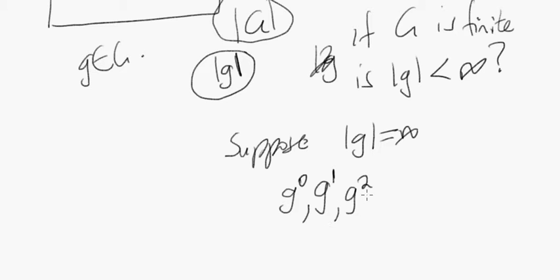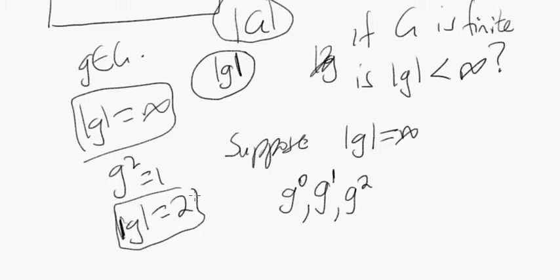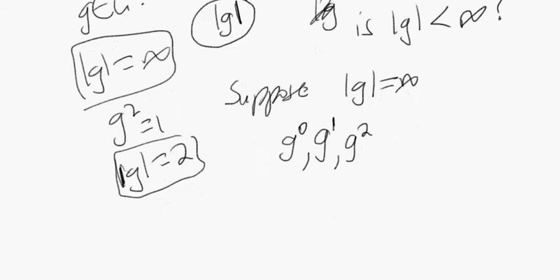How about g squared? Is it possible for g squared to give us 1 if the order of g is infinite? Wouldn't saying that g to the power of 2 equals 1 imply that the order of g actually equals 2? If the order of g equals 2, how can the order of g also equal infinity? So the question is, if the order of g is actually infinite, can g to the power of 2 give us the identity? Well, the answer is no.